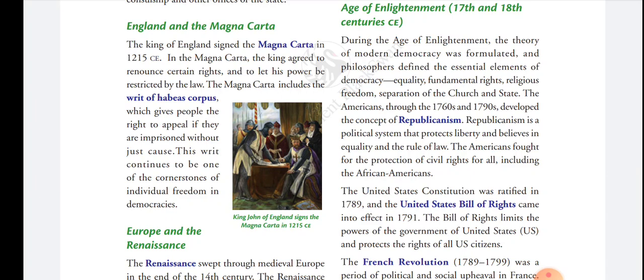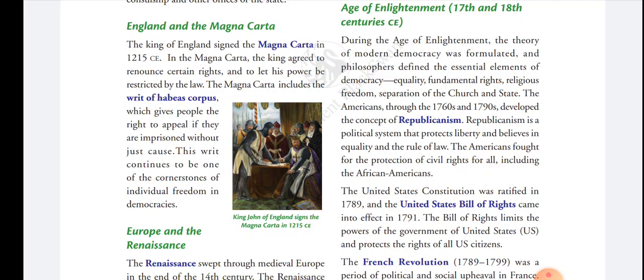The Americans, through the 1760s and 1790s, developed the concept of republicanism. What is the meaning of republicanism? Republicanism is a political system in which they can protect liberty and believe in equality and rule of law. And the Americans fought for their protection.